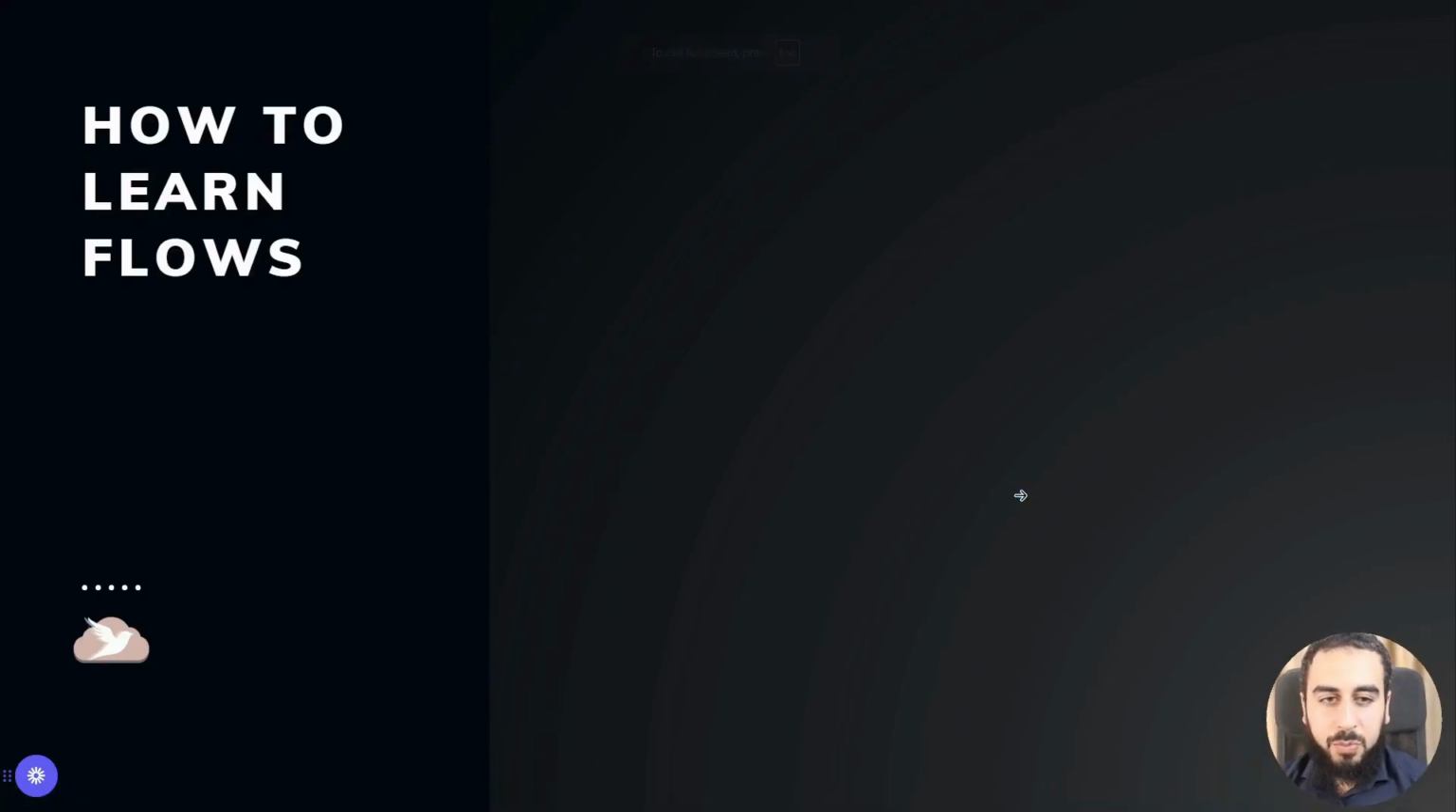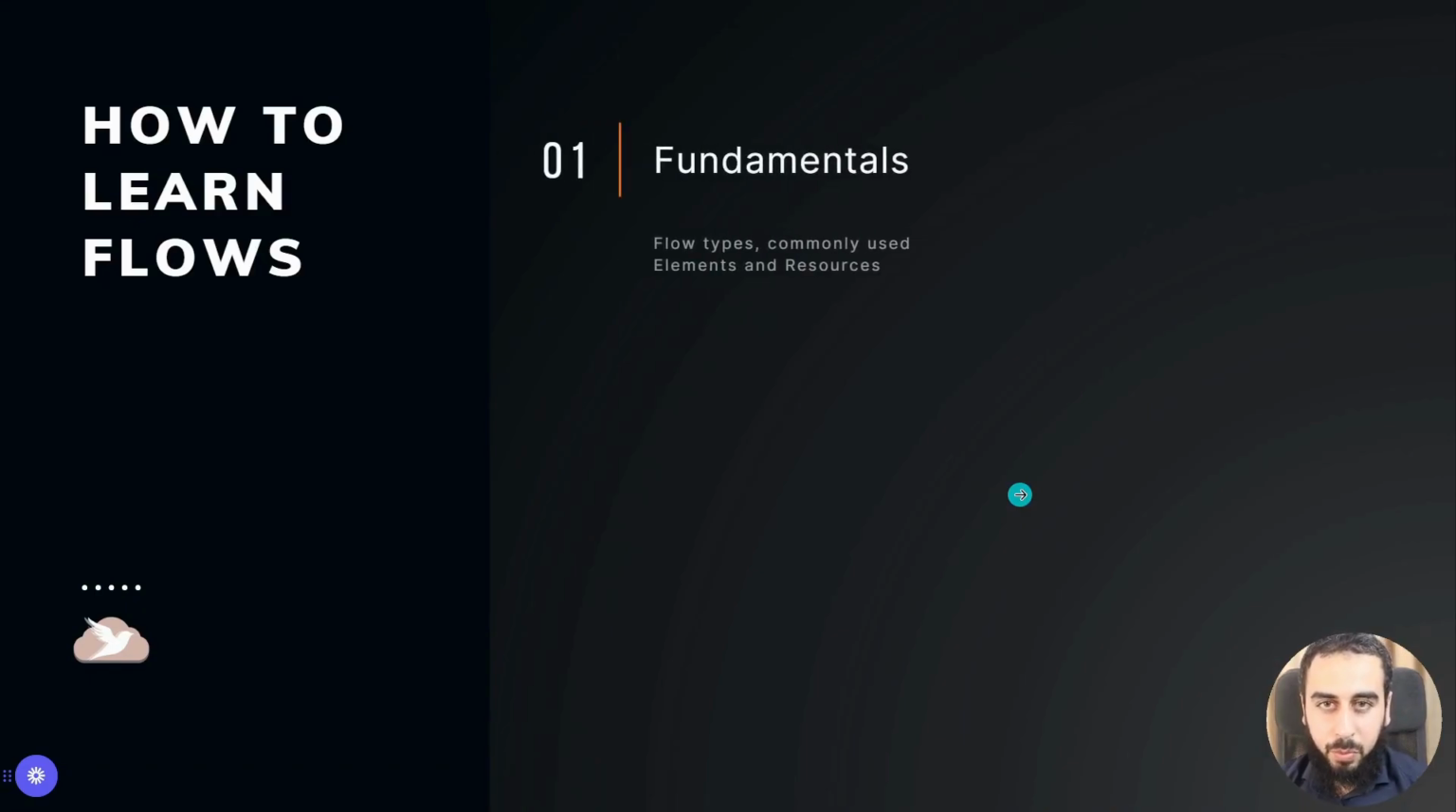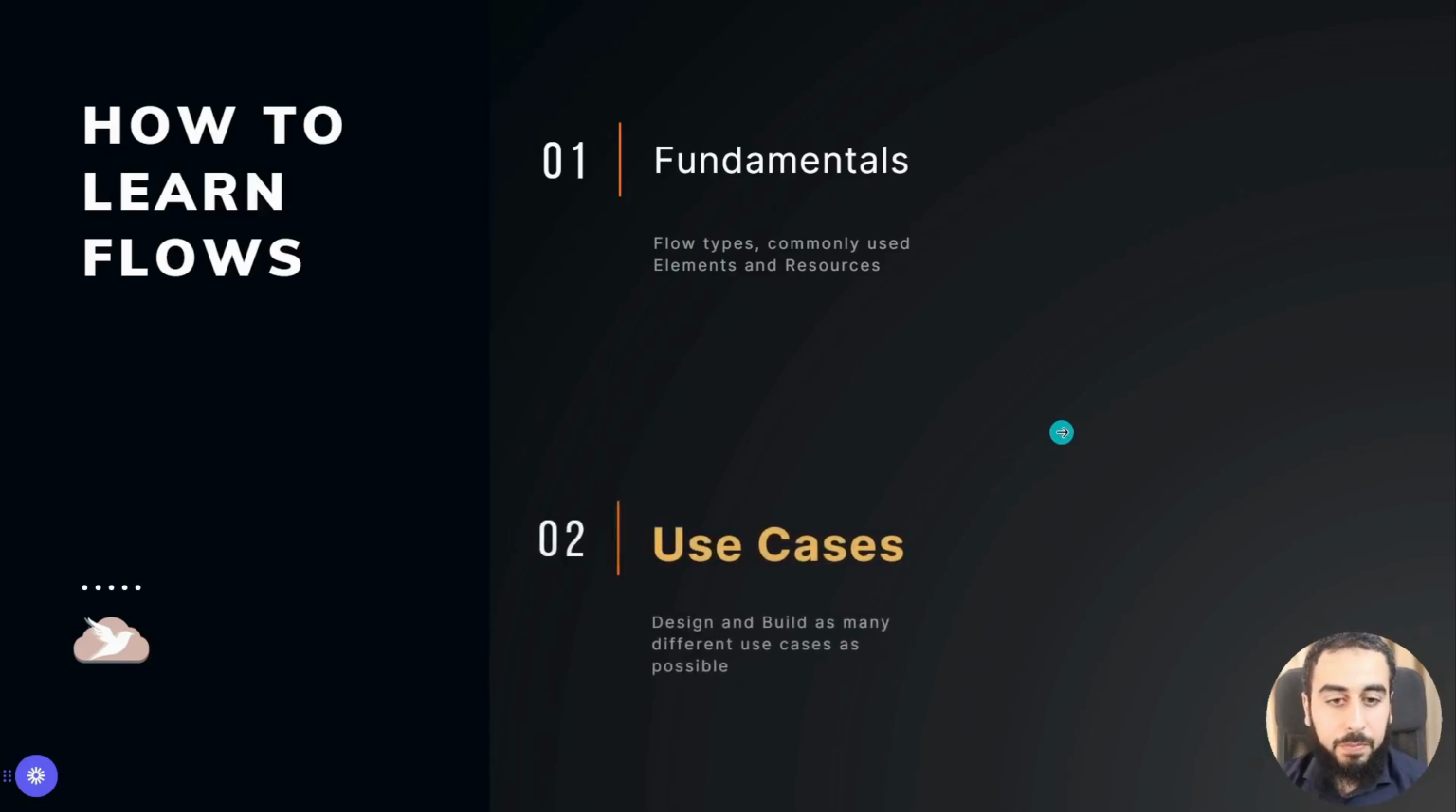There are 4 things we need to do to learn flows. Number 1, we need to cover the fundamentals. These are flow types, the commonly used elements and resources. Number 2, use cases. We need to build as many use cases as possible. This course is heavily focused on use cases.